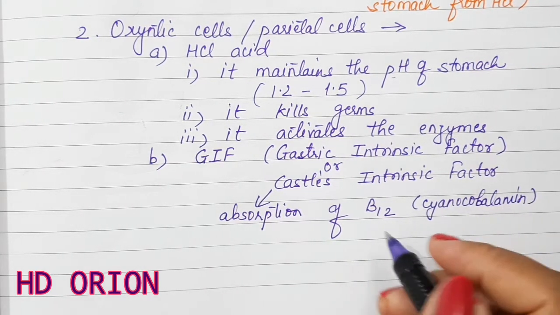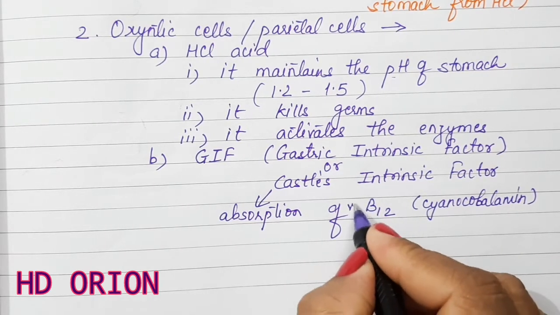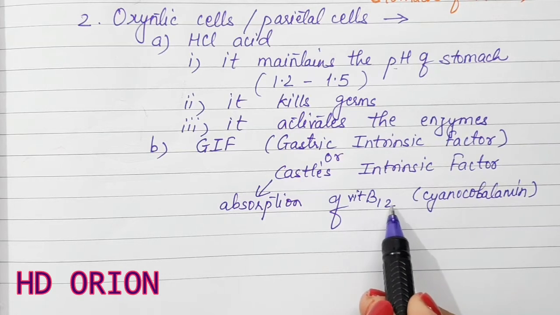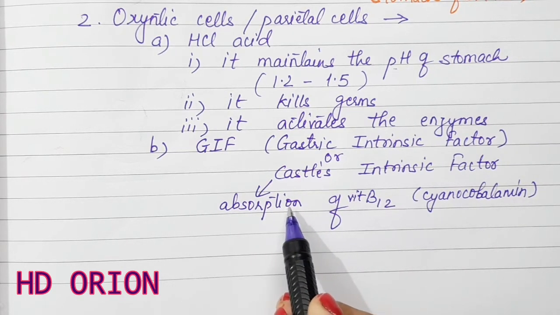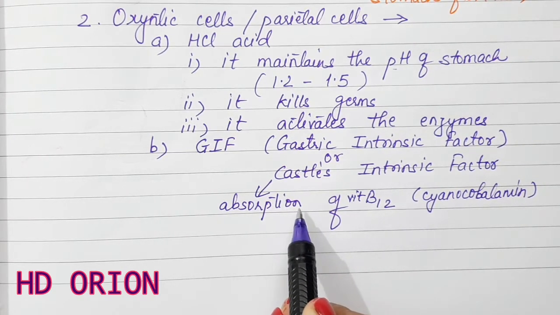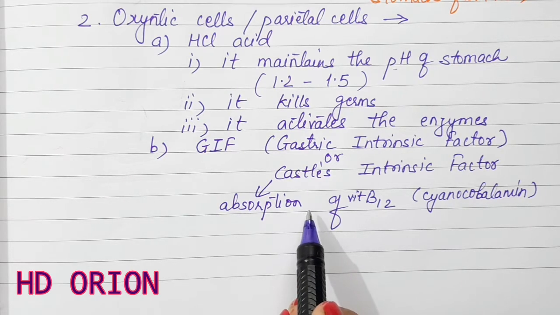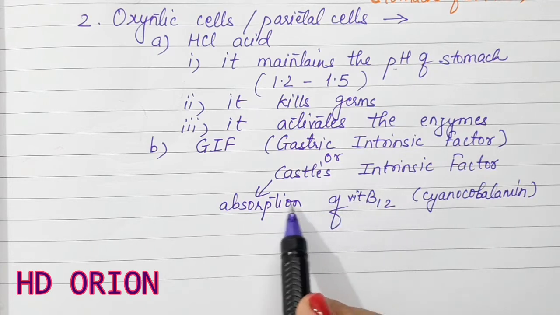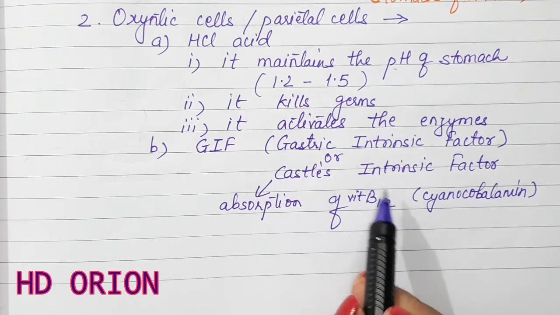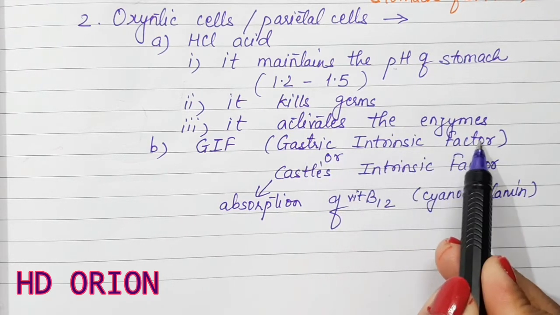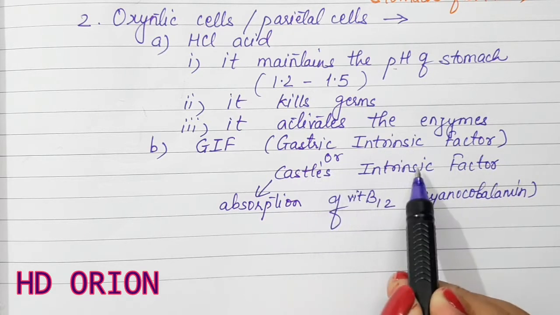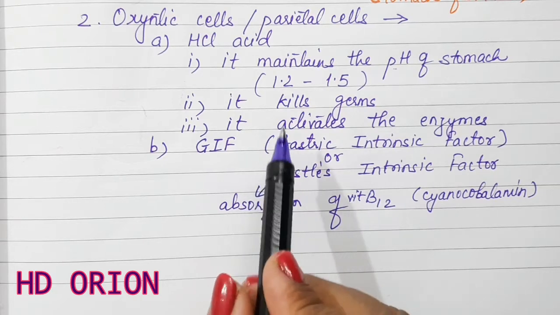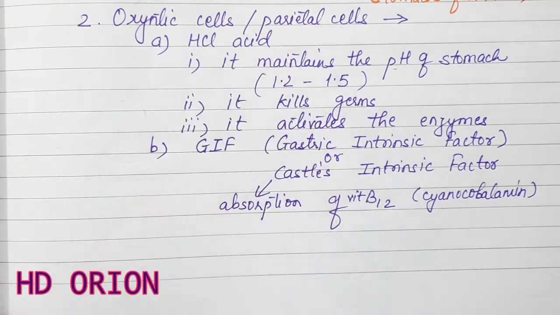So whatever vitamin B12 you have consumed is absorbed in the stomach itself. It is not necessary that absorption takes place only in the intestine. Some absorption of vitamins also takes place in the stomach. The absorption of vitamin B12 is done by the gastric intrinsic factor, also known as Castle's intrinsic factor. This GIF, or intrinsic factor, is secreted by the oxyntic cell.